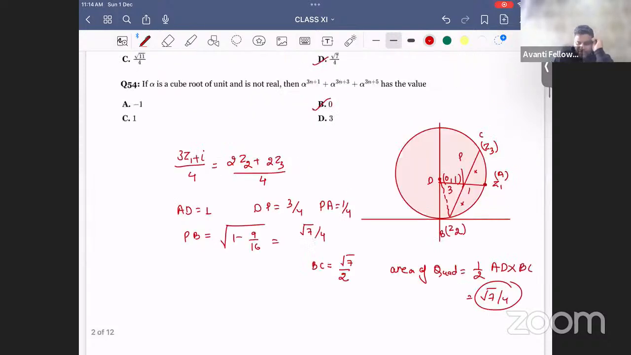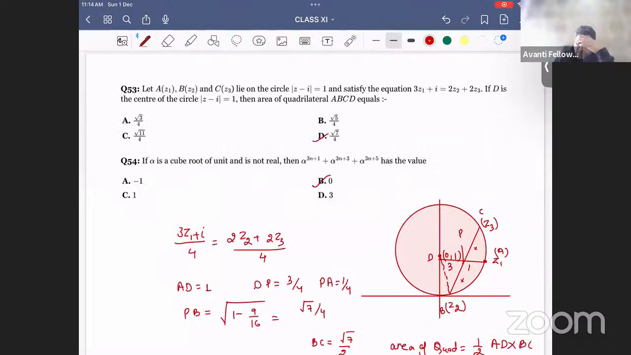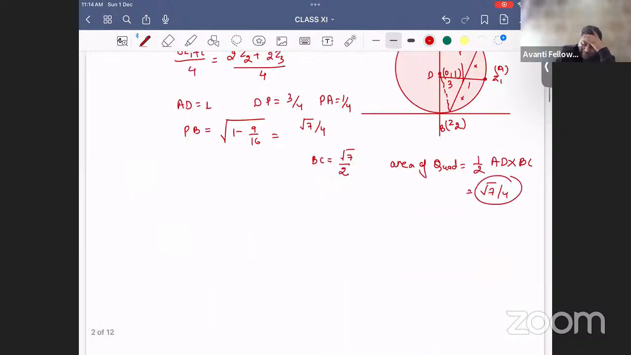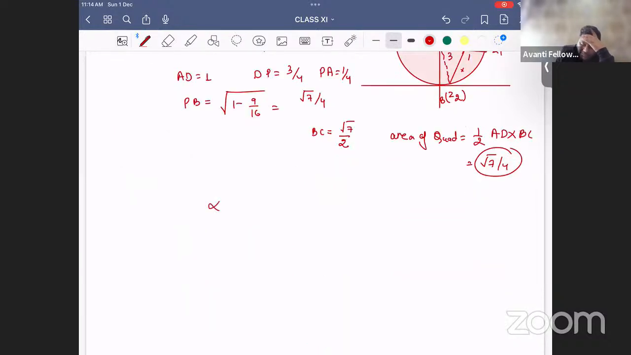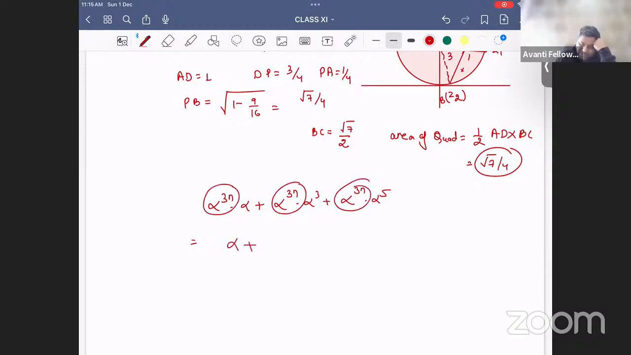Next, if alpha is the cube root of unity, that is not real, so alpha raised to the power 3n plus 1, 3n plus 3, 3n plus 5 has a value. See, alpha raised to the power 3n into alpha, alpha raised to the power 3n into alpha cube, alpha raised to the power 3n into alpha to the power 5. Got it? So alpha raised to the power 3n is going to be 1. So you are left with alpha plus alpha cube plus alpha to the power 5. Alpha cube is what? 1. And alpha to the power 5 is going to be alpha square.